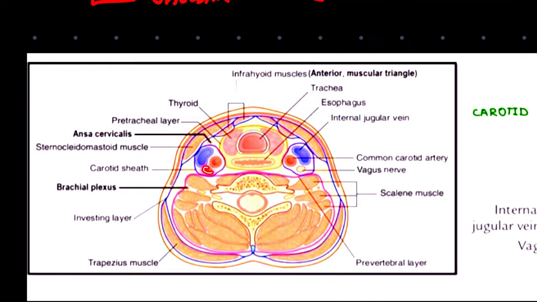Now we have already discussed that there is the phrenic nerve, right? There is the vagus nerve. In between, what is this? This is our common carotid artery. And this is our internal jugular vein. In between and deep to these, there was our vagus nerve. So now moving further.